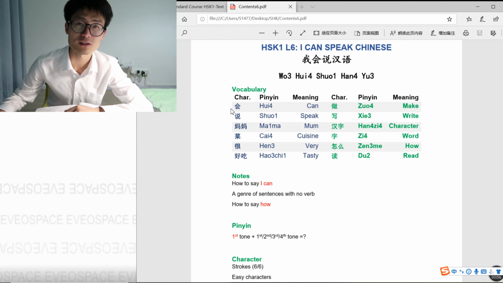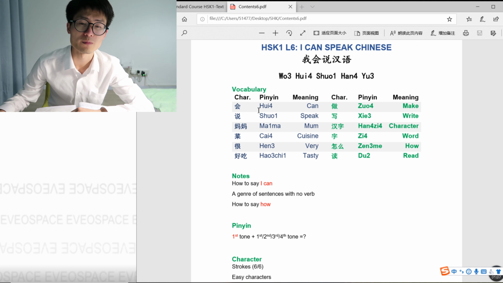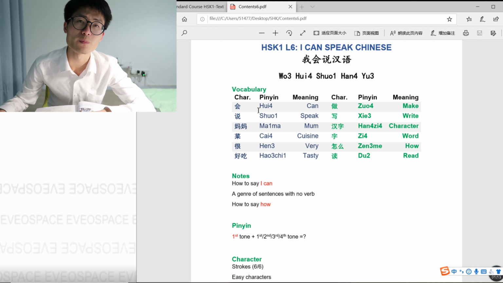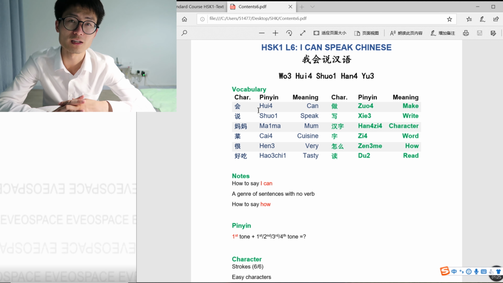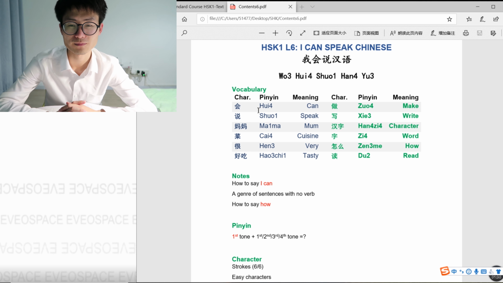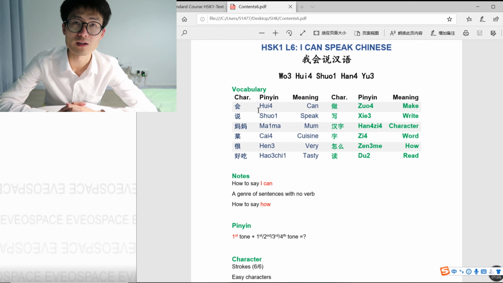So this time, for the first time, I have added the Chinese character here, just to clarify all the meanings of a pinyin, because sometimes one pinyin could correspond to multiple meanings, but usually one character is related to only one meaning. So let's begin.